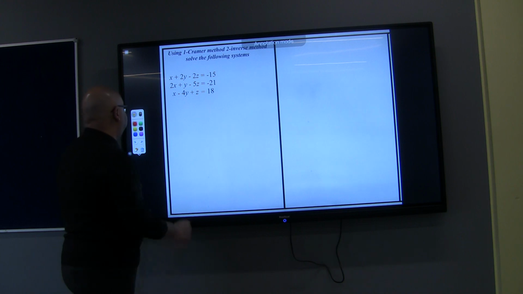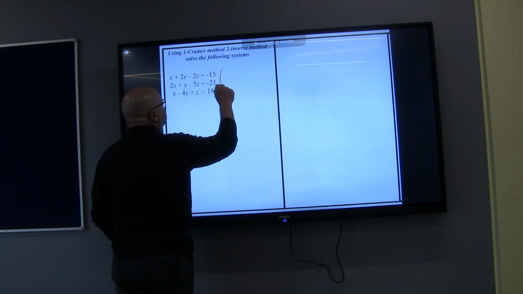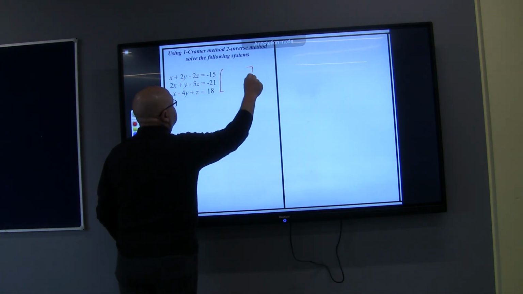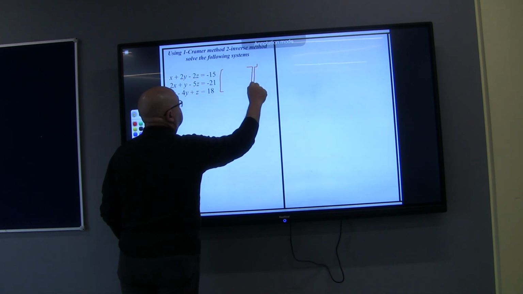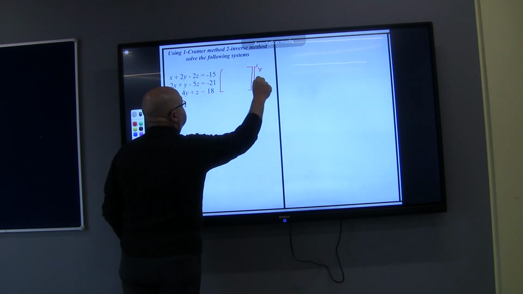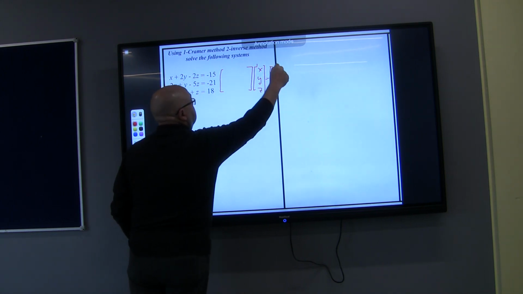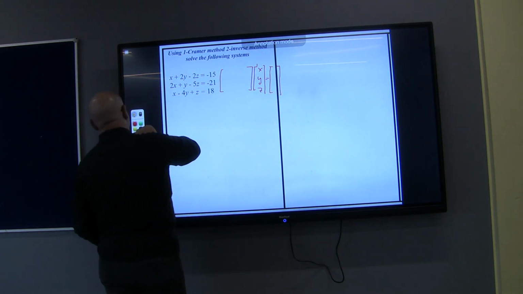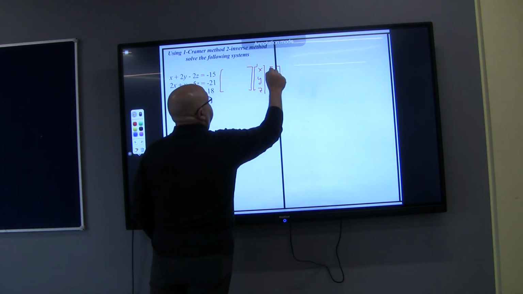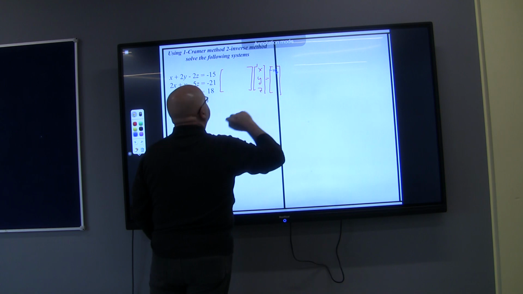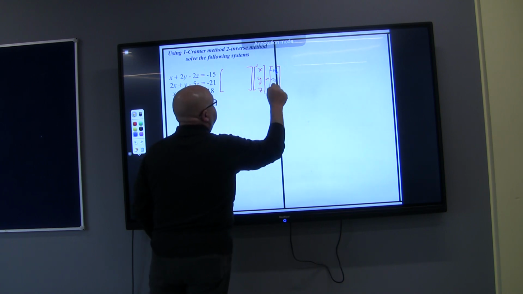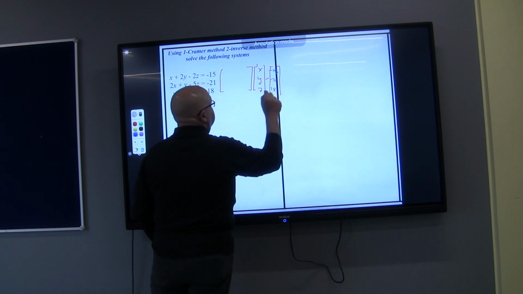When I start to put this in a matrix form, you will have it this way. This is x, y, and z, and it's going to equal negative 15, then negative 21, then positive 18.